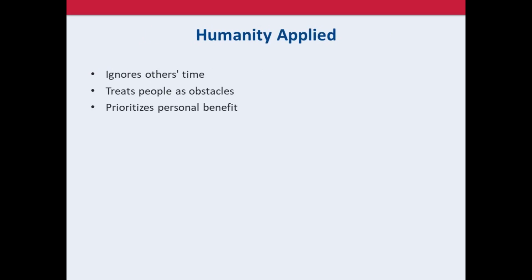The second formulation says that we must treat humanity always as an end in itself and never merely as a means. This means we must respect the dignity and autonomy of other people rather than using them simply to achieve our own goals. When someone cuts in line, they ignore the time and effort of the people who are already waiting. The person treats others like obstacles instead of individuals who deserve equal respect. From Kant's perspective, this behavior fails to respect other people as ends in themselves.